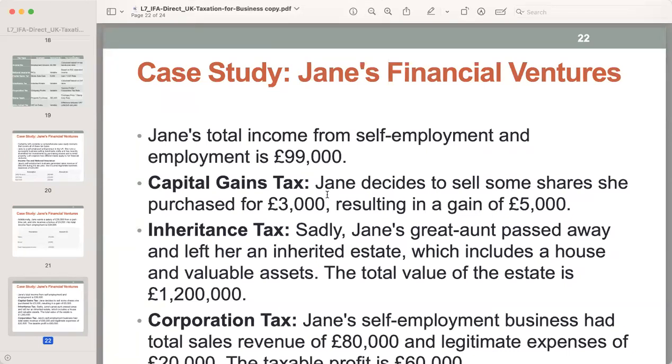Next, inheritance tax. Sadly, Jane's great aunt passed away and left her an inherited estate, which includes a house and valuable assets. The total value of the estate is £120,000. In the UK, inheritance tax is usually paid on estates worth more than a certain threshold. The value of the estate surpasses this threshold, which means Jane might have to pay inheritance tax on the inherited assets.